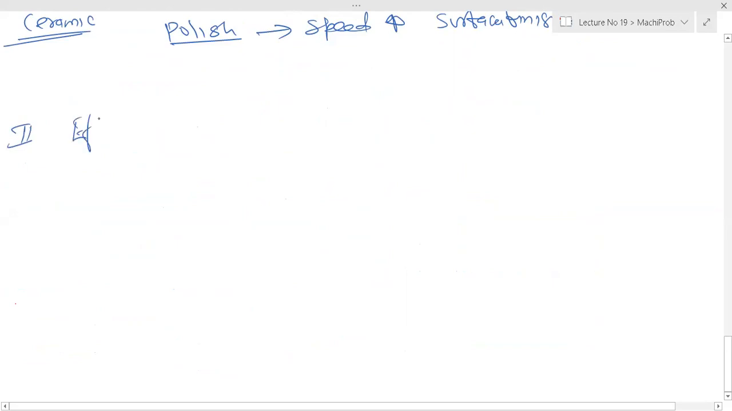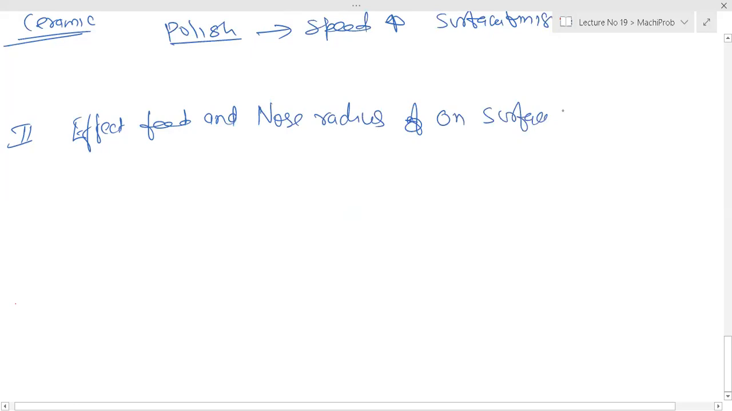Effect of feed and nose radius on surface finish. You have to remember this: H is equal to F square by 8R, where F is your feed, R is your nose radius.